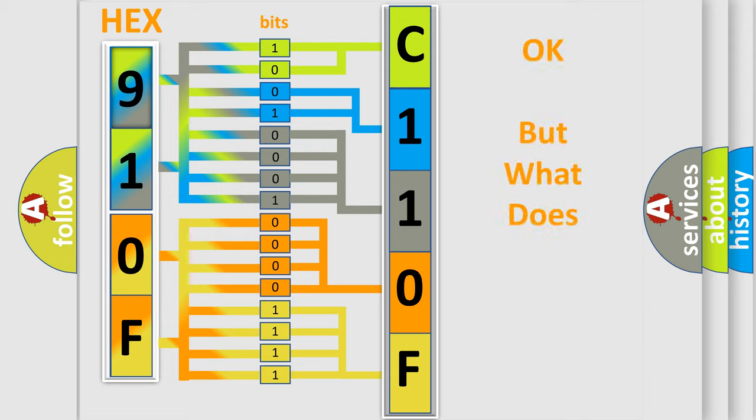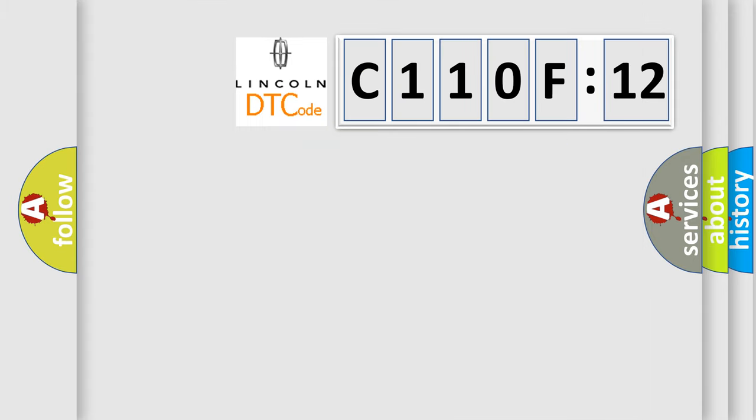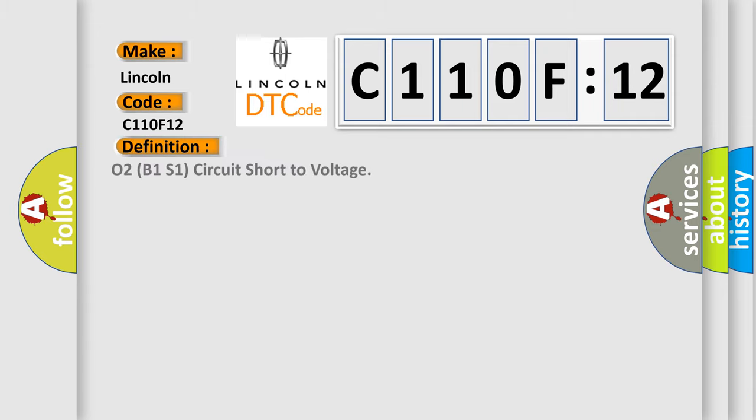The number itself does not make sense to us if we cannot assign information to what it actually expresses. So, what does the diagnostic trouble code C110F-12 interpret specifically for Lincoln car manufacturers? The basic definition is O2B1S1 circuit short to voltage.